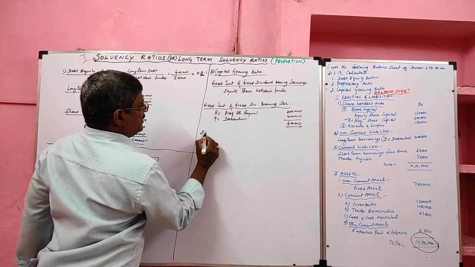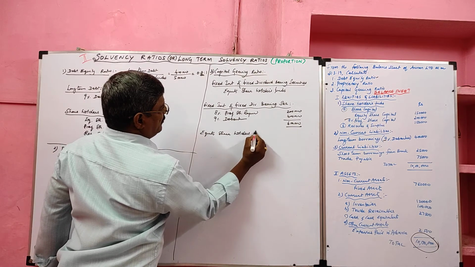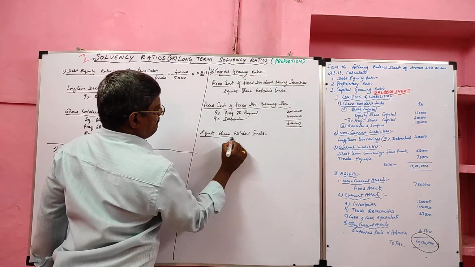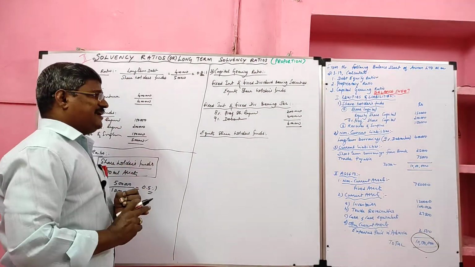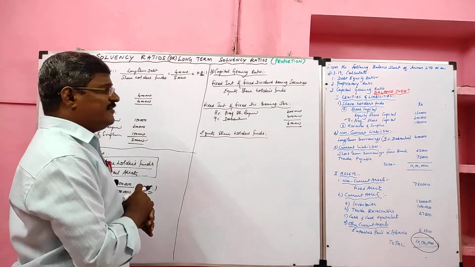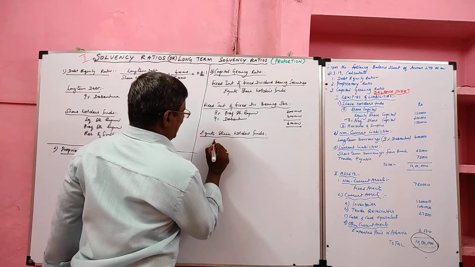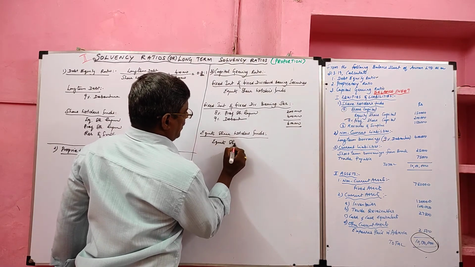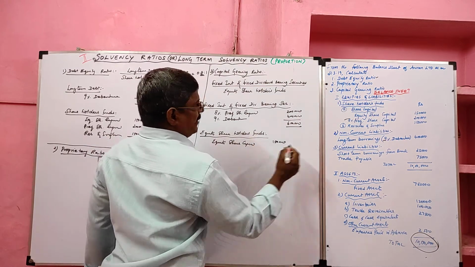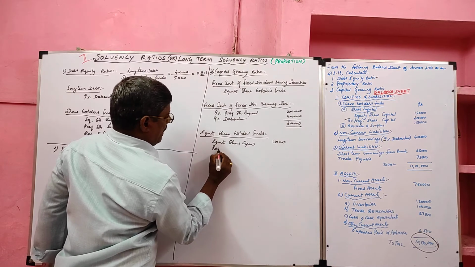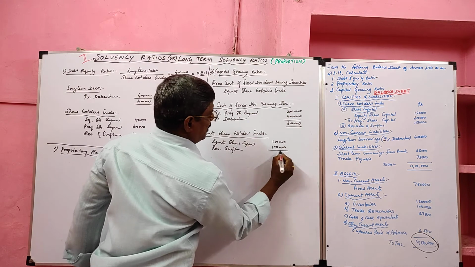Then the denominator is equity shareholder fund. As usual, like shareholder fund, in shareholder fund there are 3 items: preference share capital, equity share capital, reserves and surplus. But in equity shareholder fund we have to exclude preference share capital. Now we'll take equity share capital value 1,50,000. Then reserves and surplus rupees 1,50,000. Total 3 lakh.